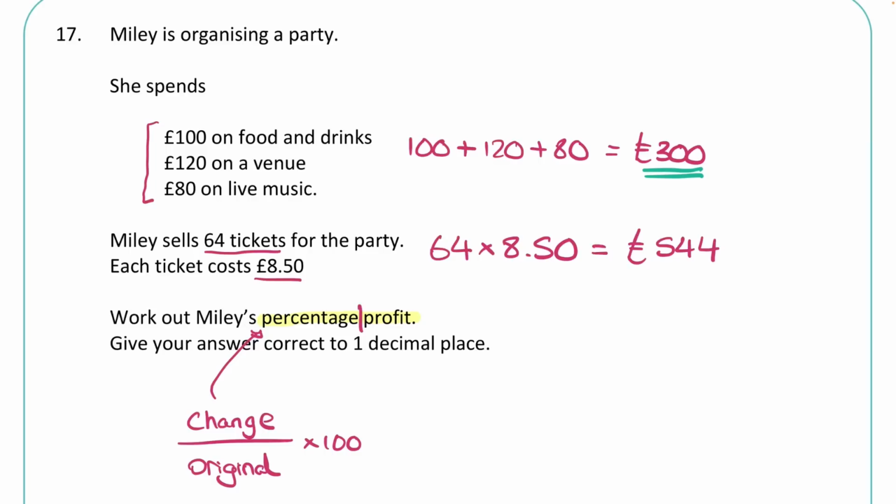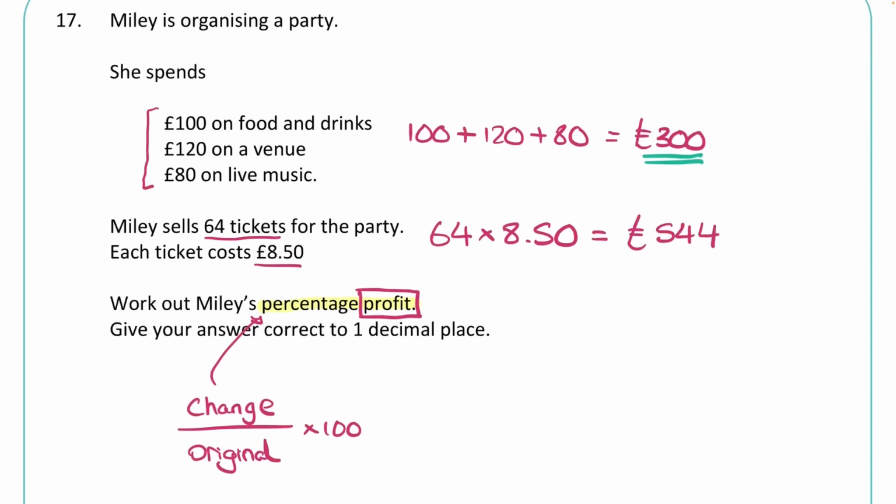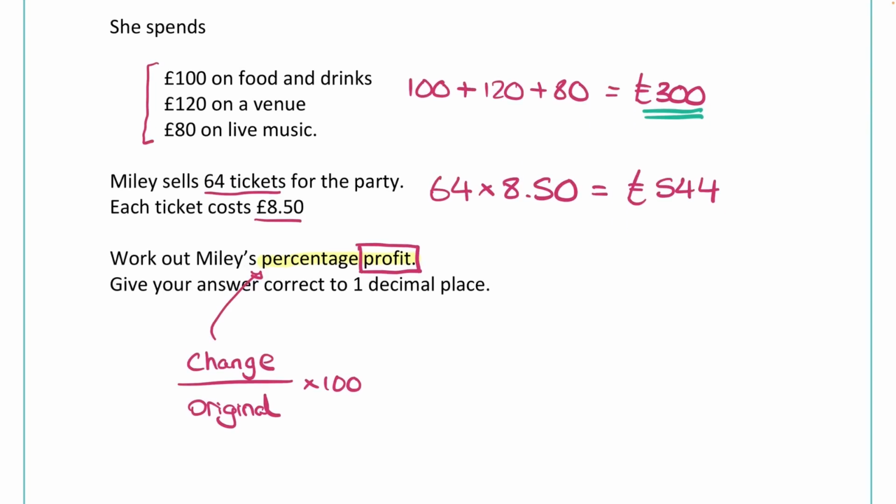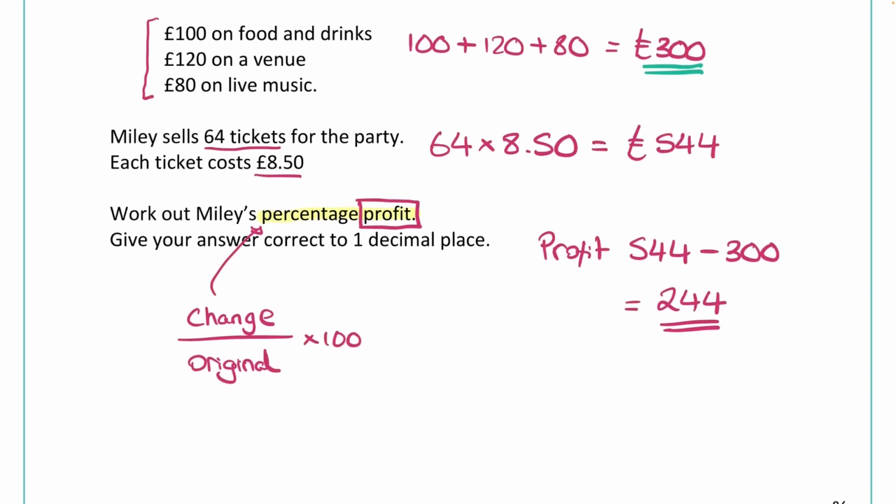But that word profit is how much additional money that she's made. So if she spent 300 and sold for 544, the profit we would work out by doing 544, subtract the 300 that she had to spend, and that gives her £244 in profit. So the profit in this case is the change. That's the change in money that she had. She got £244, and the original amount that she spent was £300.